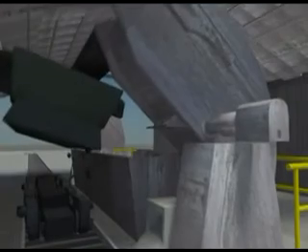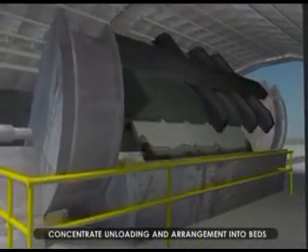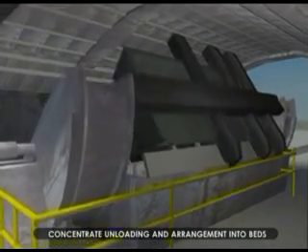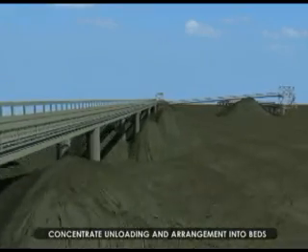Smelting. Concentrate unloading and arrangement into beds. At the smelter, the incoming concentrate is unloaded and arranged onto beds, from which it will be fed into the smelting process.